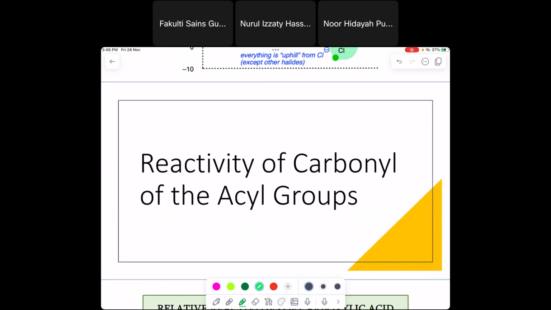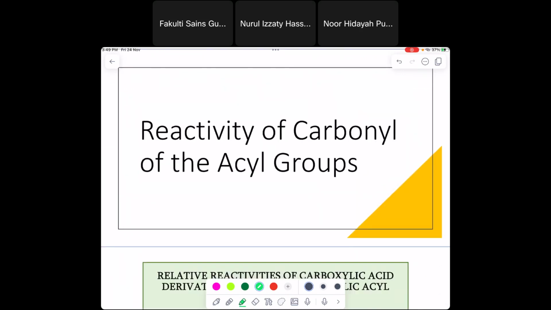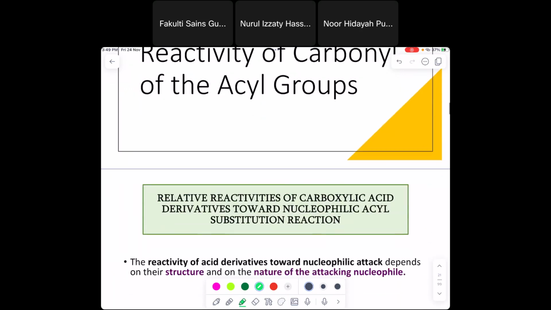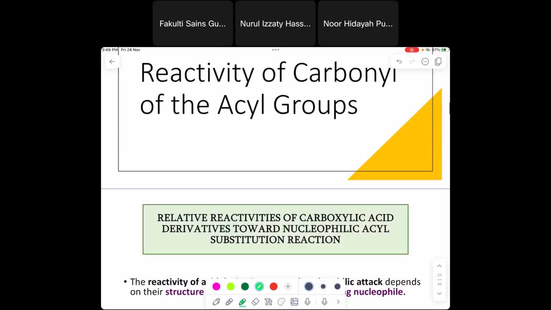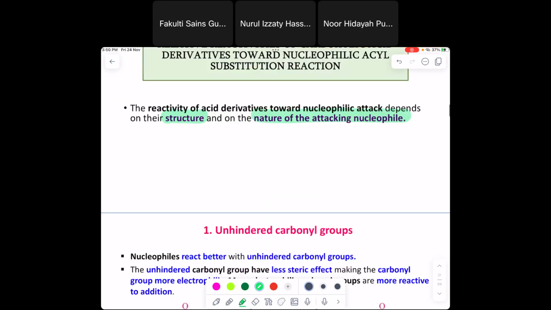Okay, so the first learning objective we want to achieve today, or want to revise, is the reactivity of the carbonyl of the acyl group. This is the main stuff, part 1. I extracted this from the lecturer's notes, where you can look back at the reactivity of the carbonyl of the acyl group. It says the relative reactivity of carboxylic acid derivatives towards nucleophiles in this NS reaction is based on the structure and the nature of the attacking nucleophile. As we said earlier, the nucleophile must be a strong base.